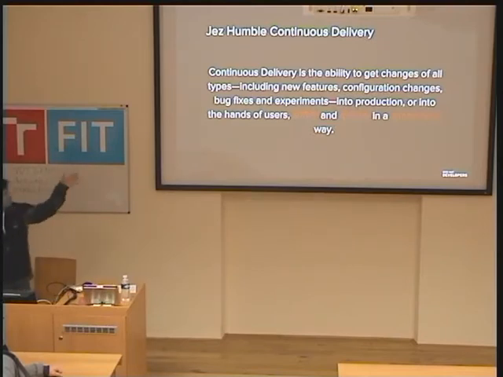Because Jez Humble, who is the author of the continuous delivery book, said that continuous delivery is the ability to get changes of all types, including new features, configuration changes, bug fixes, and experiments into production or into the hands of the users, because the software only has value to the users once it reaches production, safely, quickly, and in a sustainable way.